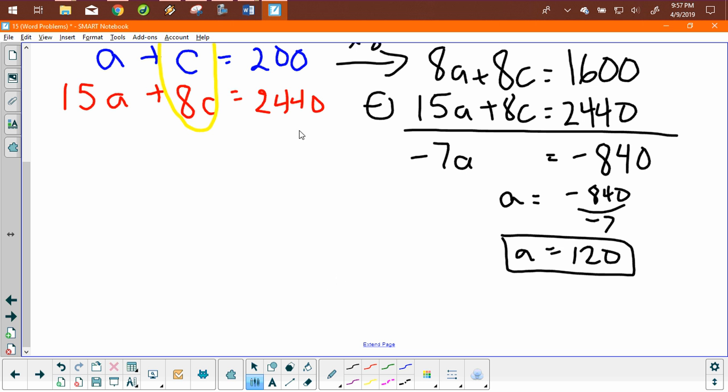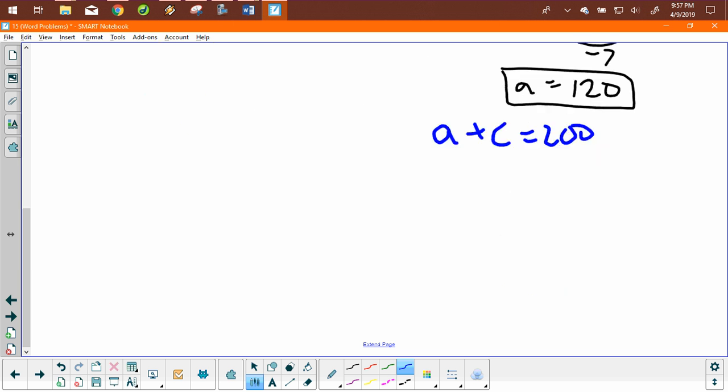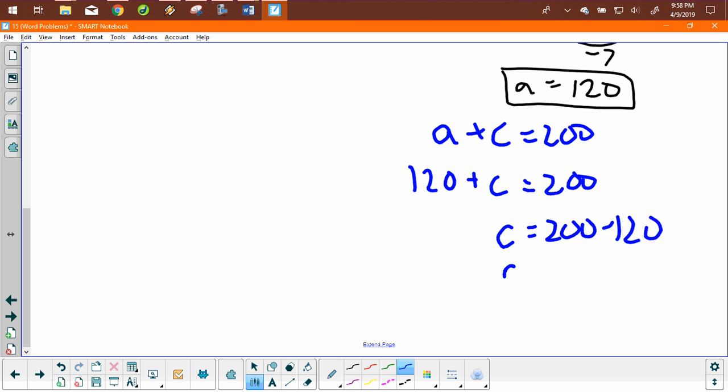Okay, going back into one of my original equations, let's take the blue one back there. A plus C equals 200. But I know now that A is 120, so 120 plus C is 200. Solve that for C. We just pop over the 120. And C is 80. Okay, a quick check, right? So those two add to 200. So there were 120 adult tickets and 80 children's tickets.